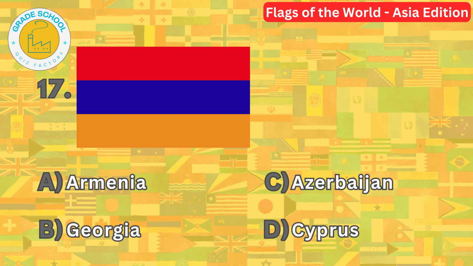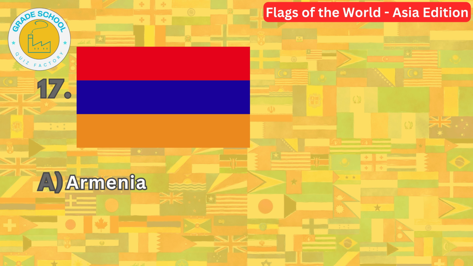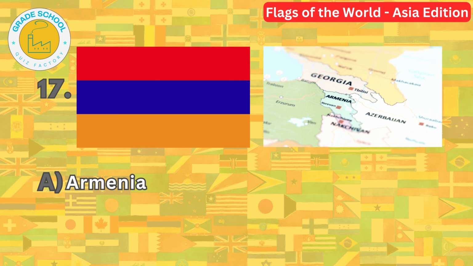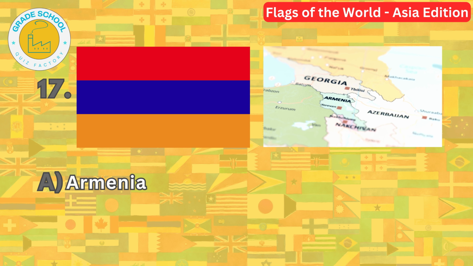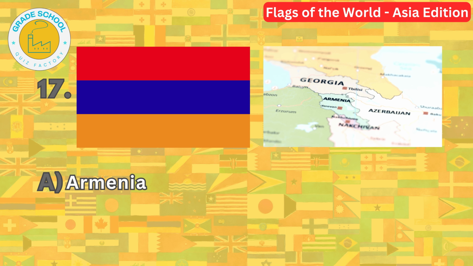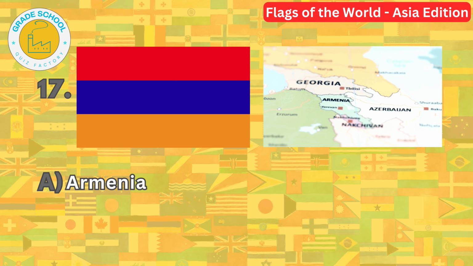Number 17. The correct answer is letter A. The flag of Armenia has 3 horizontal bands of red, blue, and orange. The red color symbolizes the blood of the Armenian people. The blue color represents the sky and hope, and the orange color signifies the courage and creativity of the nation.